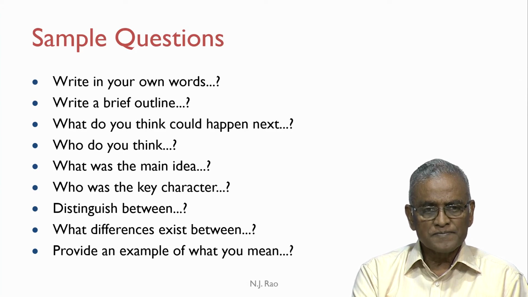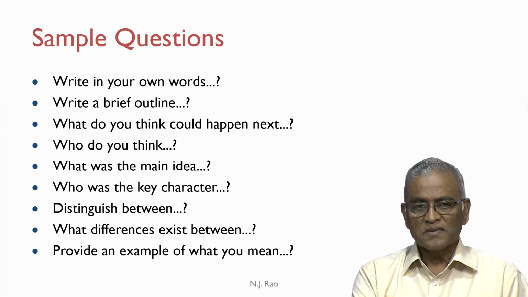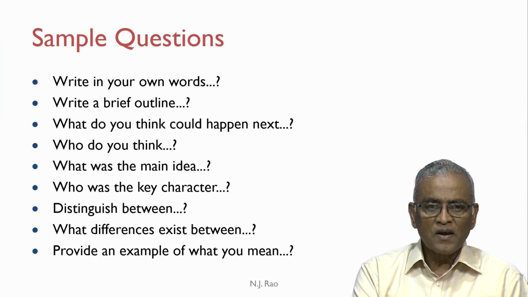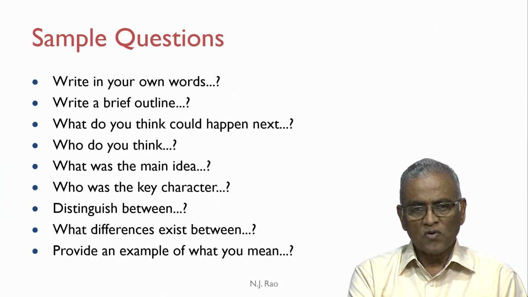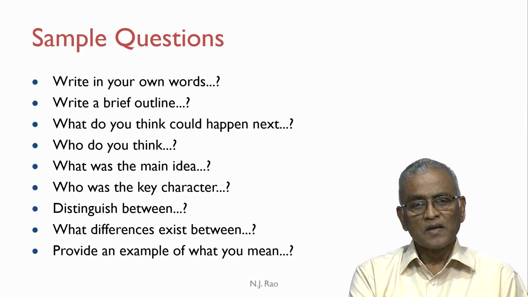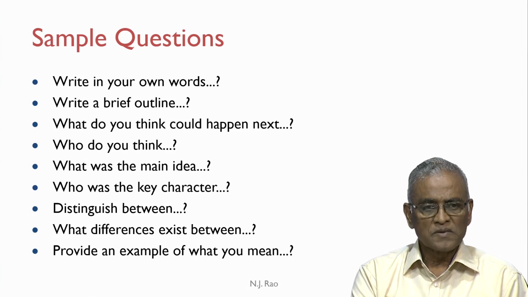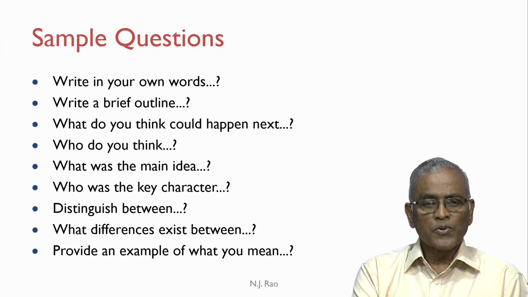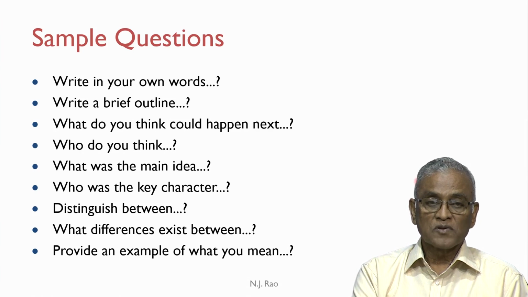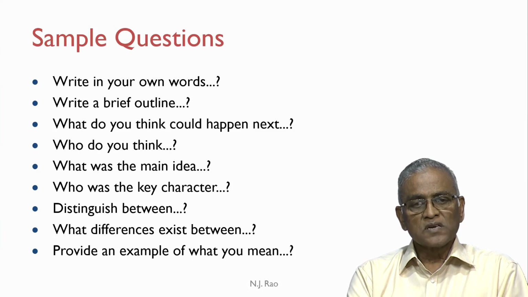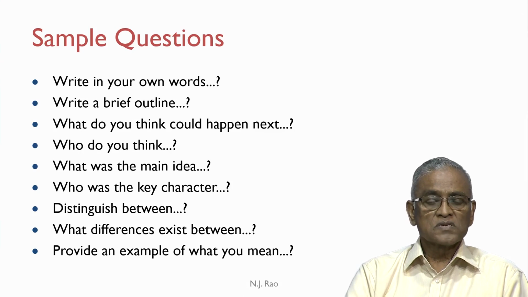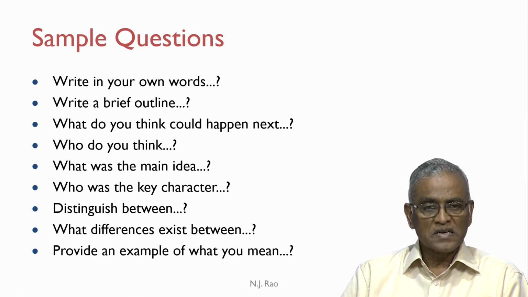Write a brief outline. What do you think could happen next? What do you think? What was the main idea? Who was the key character, let us say, in a given drama or a literature piece? Distinguish between. What differences exist between. Provide an example of what you mean. So, these are some of the stems that you can use in writing questions representing understanding in your assessment.